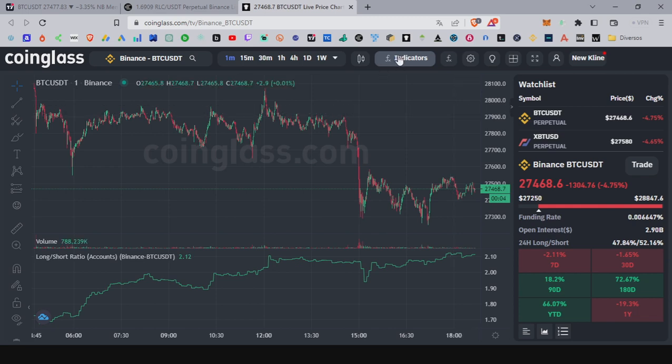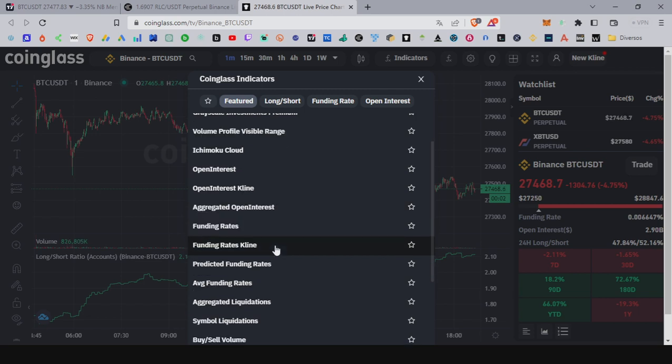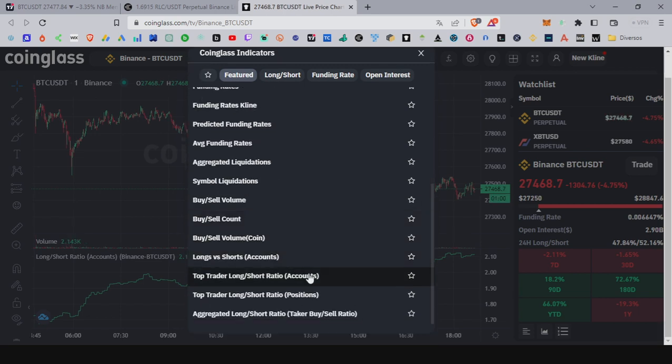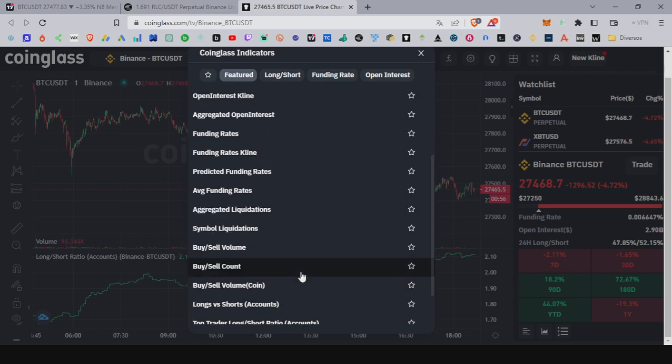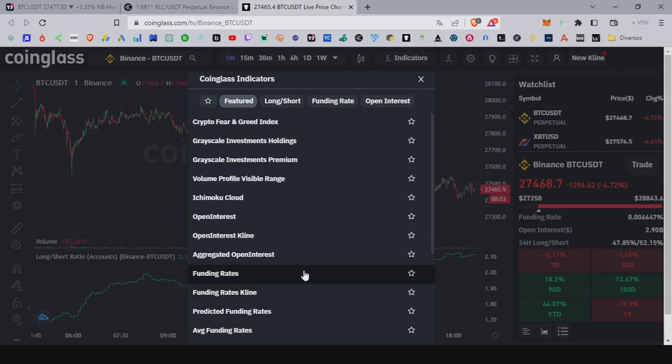And you have other indicators here you saw, like long short ratio. Let me show you that. Top trader, long short ratio accounts, and so on. But this is a subject for another video.